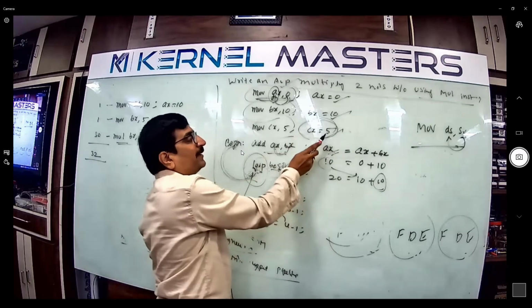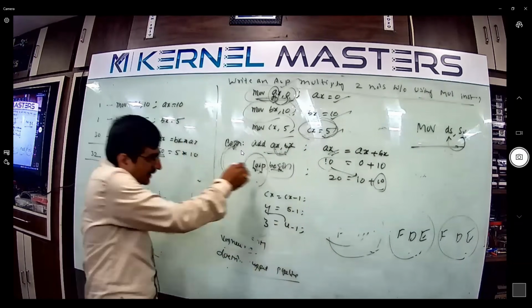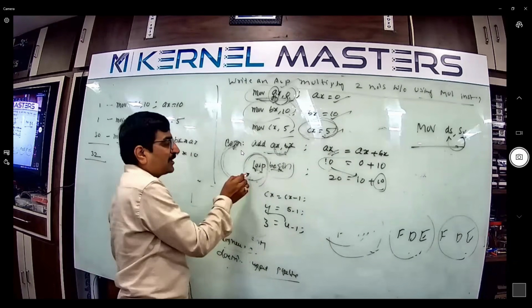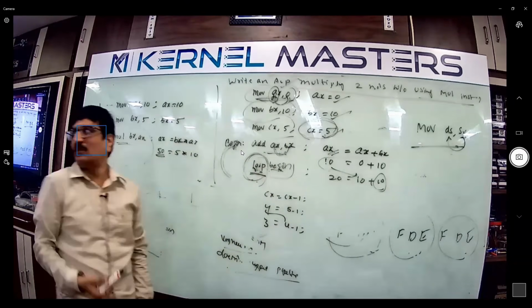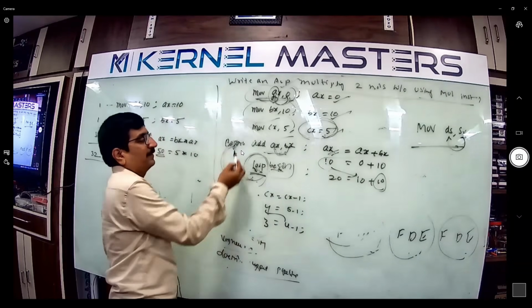So there is no separate instruction for decrementing CX. It happens internally, as part of the definition of the loop. That's why every time the loop runs, it decrements the CX value and jumps back to the beginning.